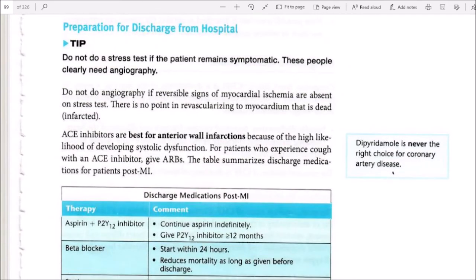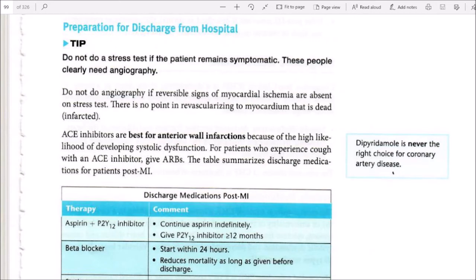Prepare for discharge from hospital. Tip: do not do a stress test if the patient remains symptomatic. These people really need angiography. Do not do angiography if reversible signs of myocardial ischemia are absent on stress test. There is no point in revascularizing myocardium that is dead from infarction.